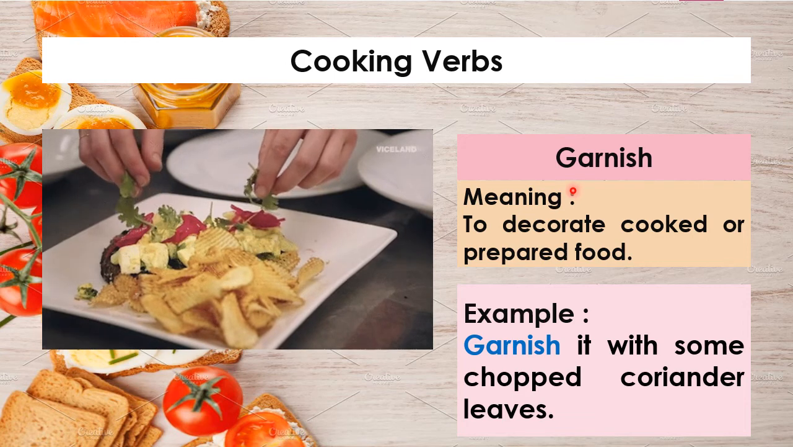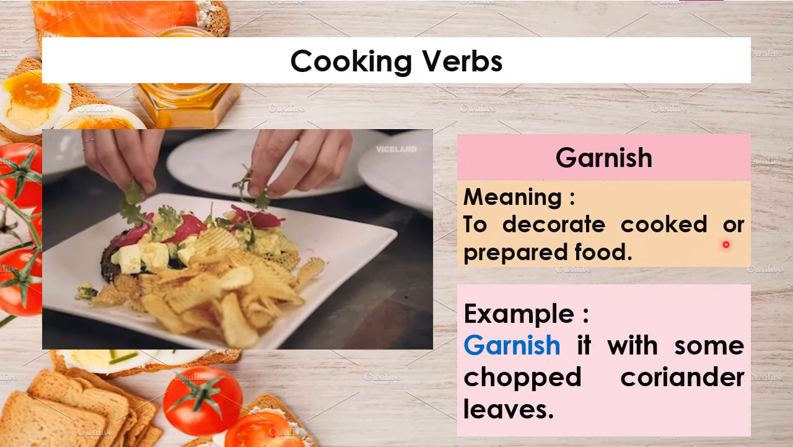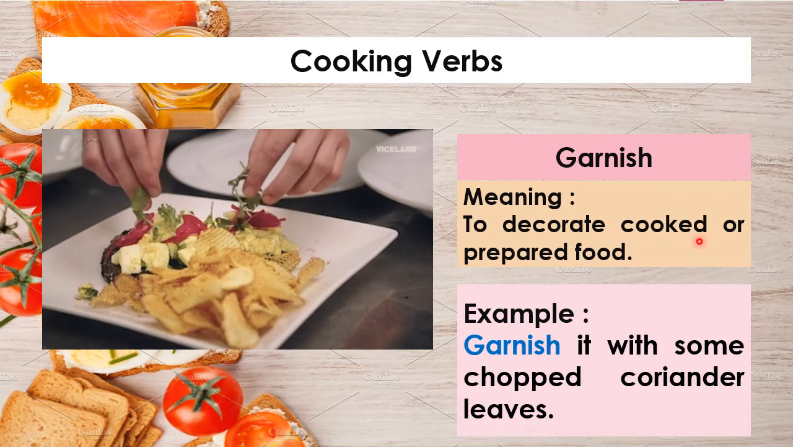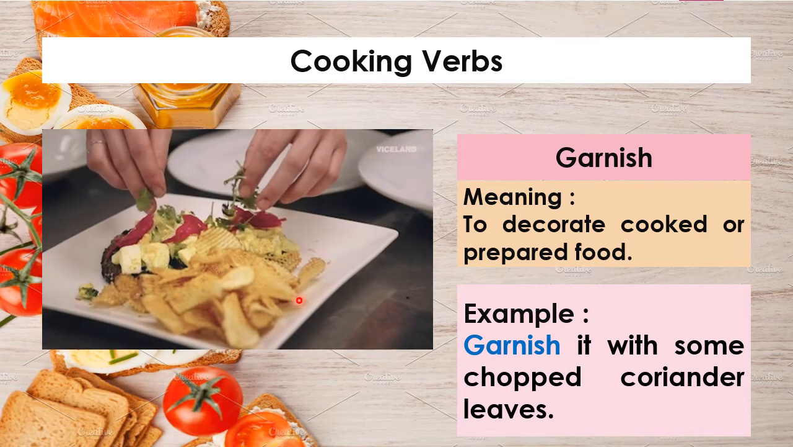The next cooking verb is garnish. Repeat after me. Garnish. G-A-R-N-I-S-H. Garnish. The meaning is to decorate food. For example, garnish it with some chopped coriander leaves.